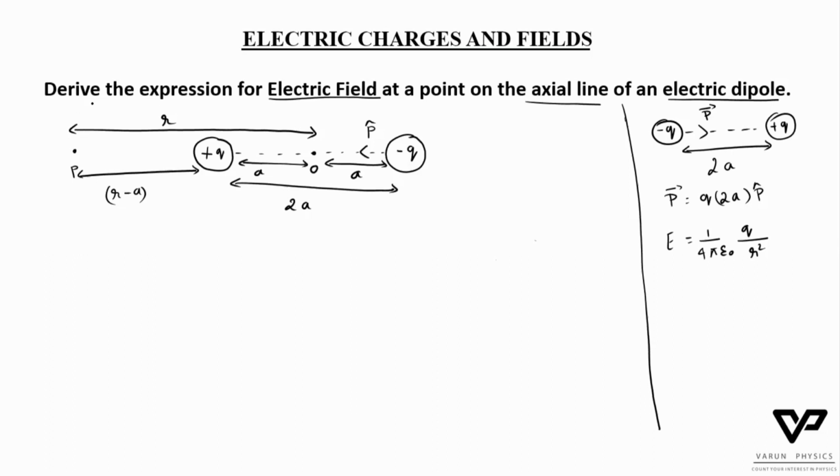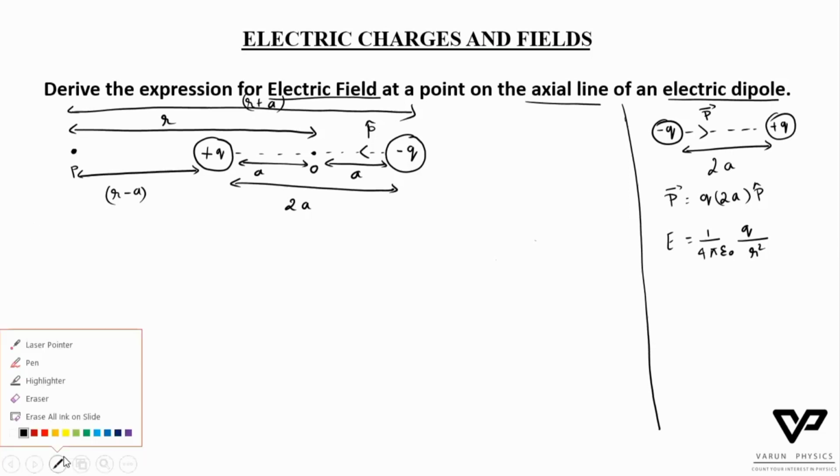Similarly, the distance from P to minus q is r plus a. Don't confuse this P and this P. This is the point P where we are calculating the field due to the dipole, and this small case letter p represents the dipole moment. Now it's time to calculate the electric fields.